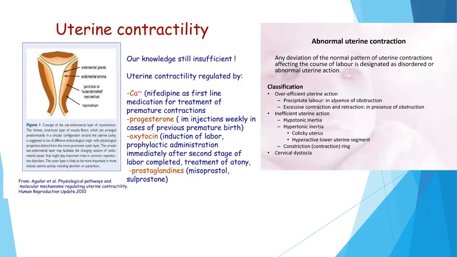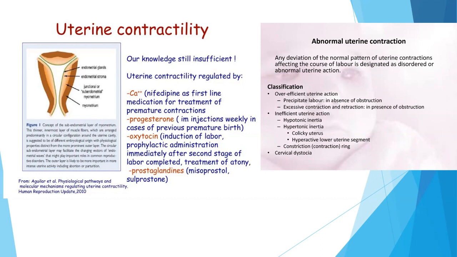So about uterine contractility, our knowledge is still insufficient, but uterine contractility is regulated by calcium, progesterone, oxytocin, and prostaglandins. So that's why nifedipine is used as a first-line medication for the treatment of premature contractions. Progesterone, so IM injections weekly in the cases of previous premature birth. Oxytocin, which leads to the induction of labor, prophylactic administration immediately after the second stage of labor is completed, and is the treatment of the atonic uterus. The prostaglandins like misoprostol and sulprostone can also be used.